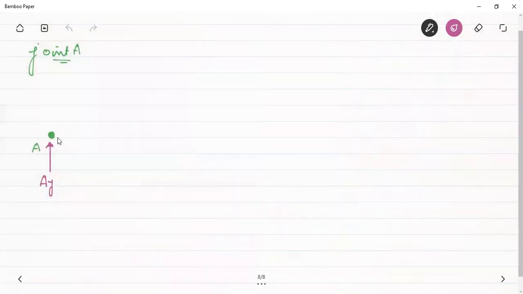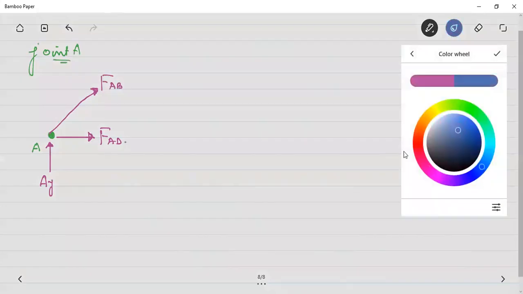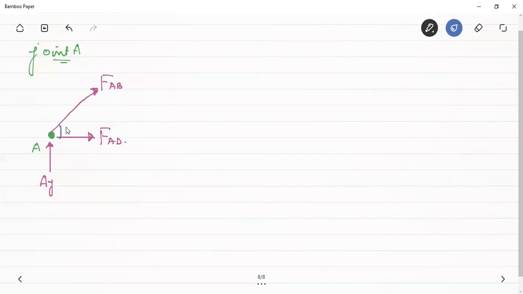So initially they will be away from the joints. That is, all the members are in tension initially. We are assuming them to be in tension. So this will be Fad. This will be Fab, and let's assume that this angle is equal to theta. Then this Fab can be resolved into two components. One will be Fab cos theta, and this vertical component will be Fab sin theta.